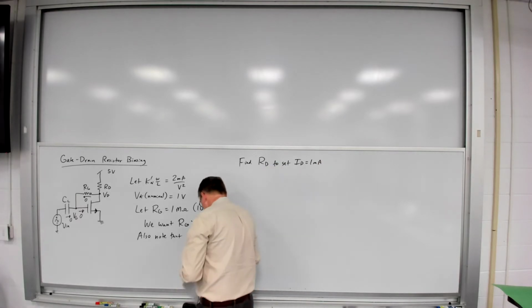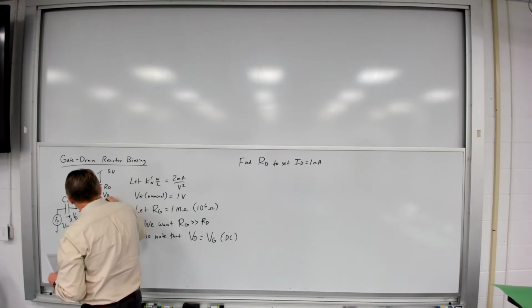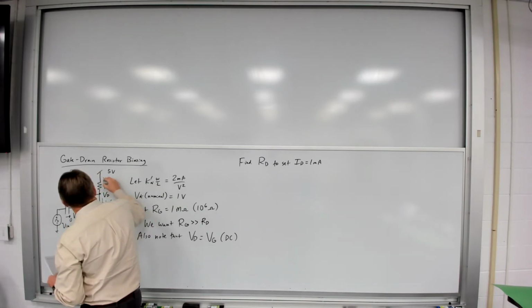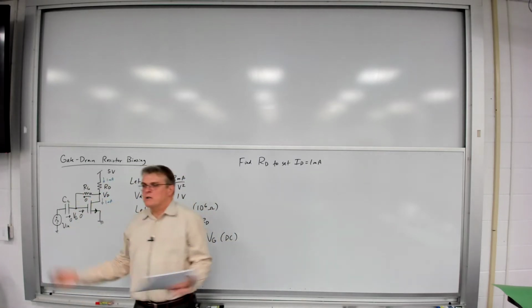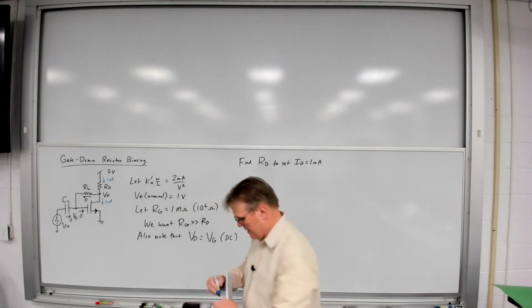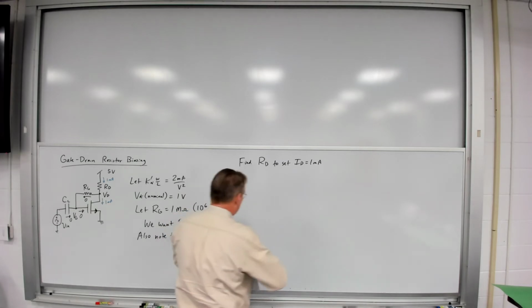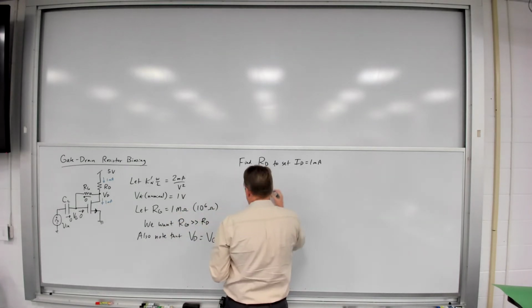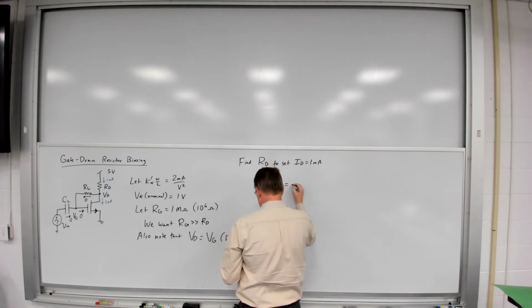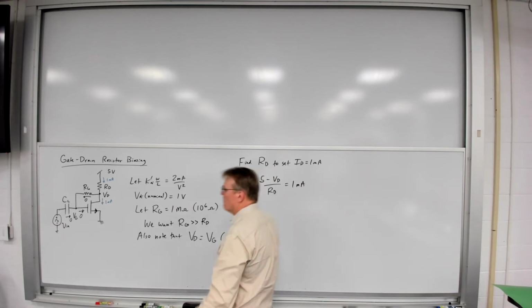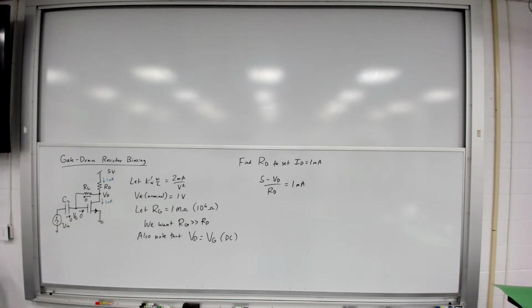So in this case, the drain current, ID, 1 milliamp, also has to be the current flowing through the RD resistor because, once again, RG has no current flowing through it. And so therefore, 5 volts minus VD divided by RD is equal to 1 milliamp. Okay, that's one obvious equation I need.